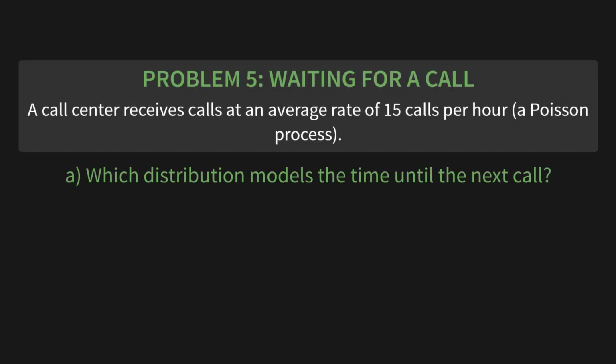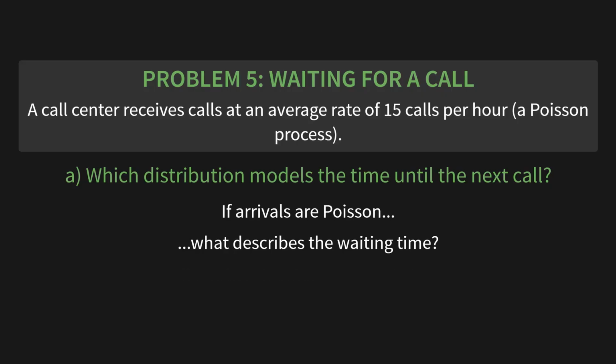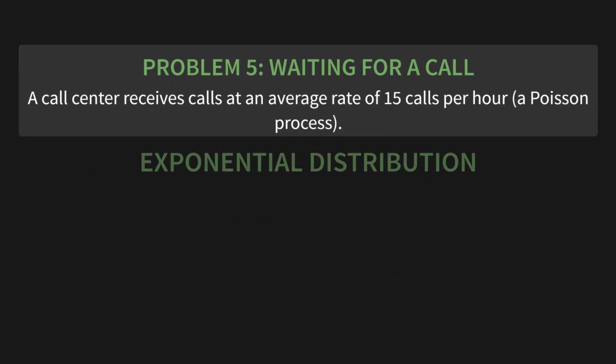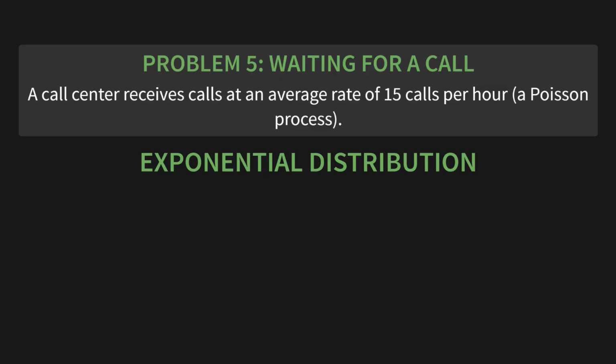Problem 5. Waiting for a call. This ties back to problem 2. A call center receives calls at an average rate of 15 calls per hour, which we know is a Poisson process. So, for part A, which distribution models the time until the next call? The hints are, if arrivals are Poisson, what describes the waiting time? And this distribution has the famous memoryless property. It's the exponential distribution. It's the flip side of the Poisson coin.